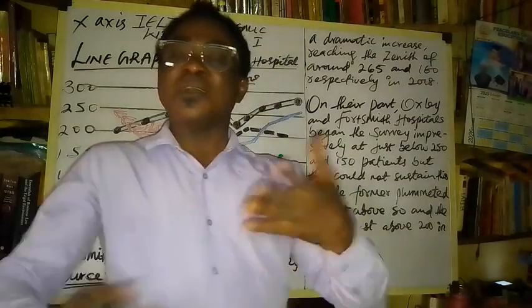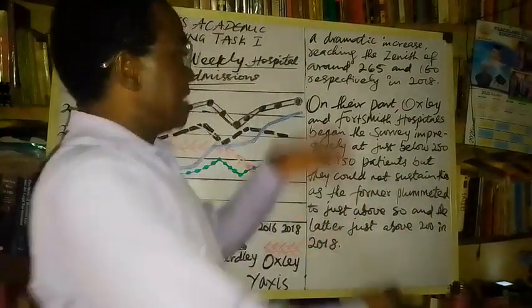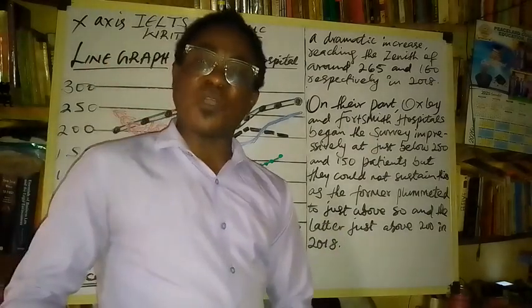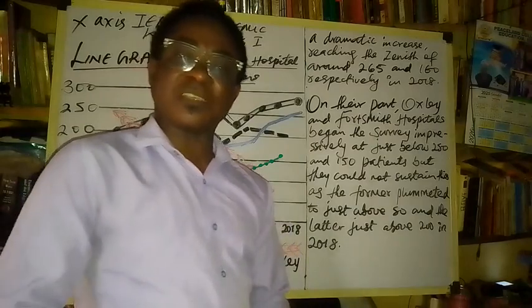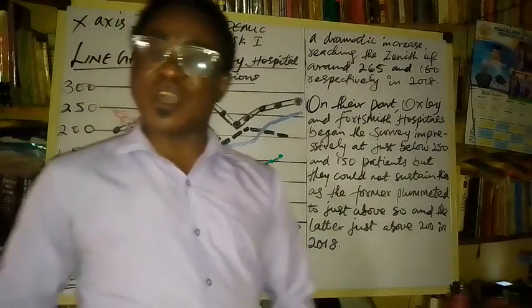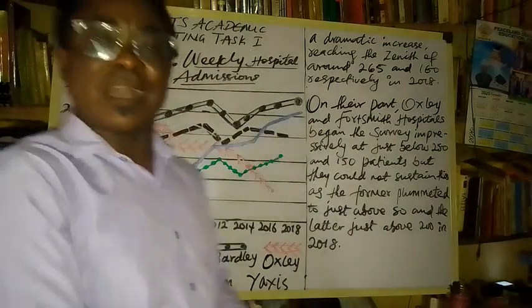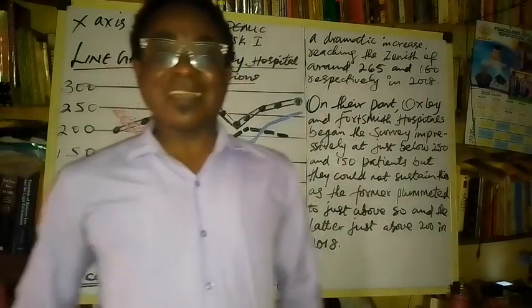So this last paragraph provides a comparison between the falling value of admissions in Oxley and Forsyth Hospital and the rising value of patients in the other hospitals that have been discussed.